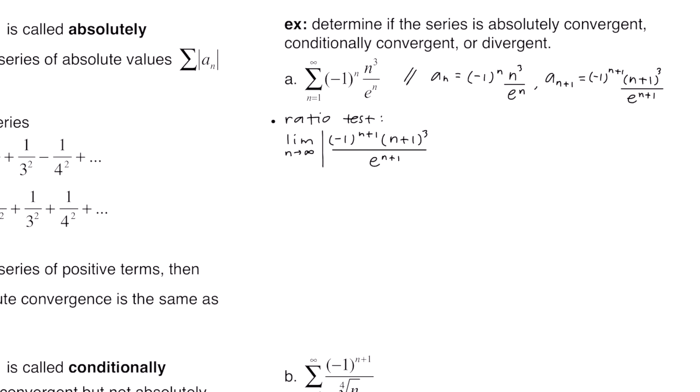And next, we're going to divide by a sub n. But dividing by a sub n is the same as multiplying by its reciprocal. All right, so we have this set up. So now we're going to simplify.